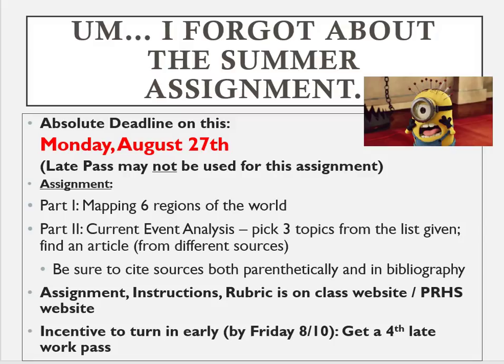Just a reminder, the assignment is 2 parts. There's a mapping and labeling part, and then there's a current event analysis part where you are looking at topics that you pick from a list, and then you find an article from a different source for each of those topics, and you do a historical connection with it and an analysis of it.